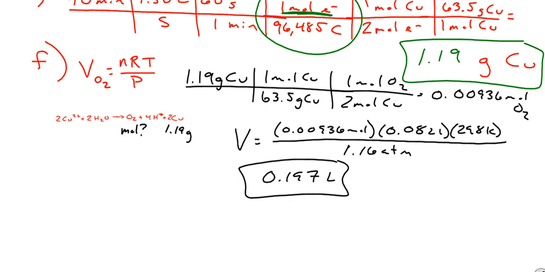1 point for the number of moles of O2. You get 1 point for calculating B consistent with previous calculation.